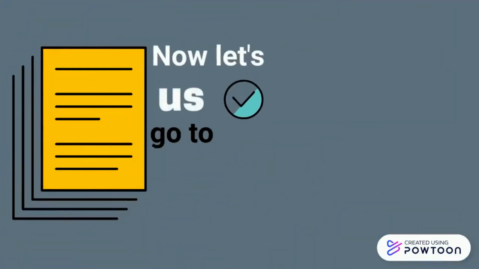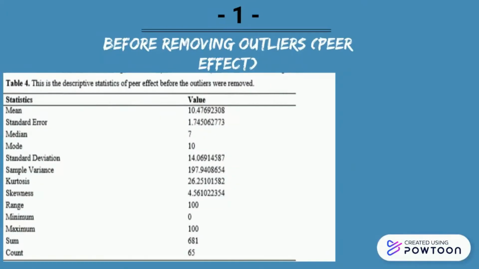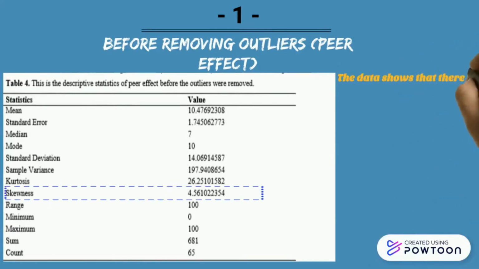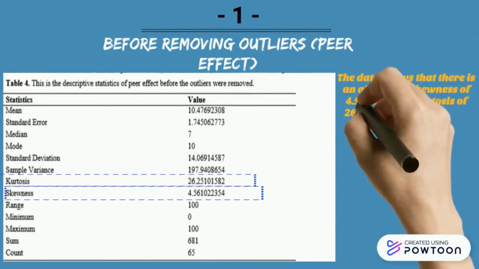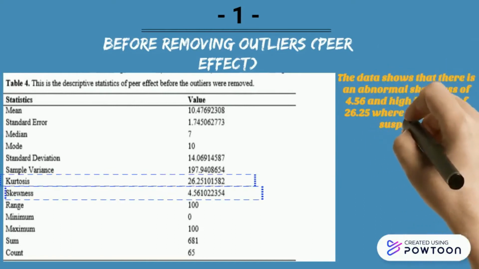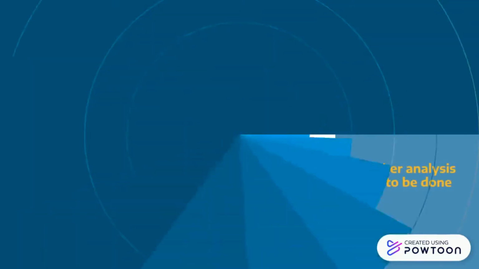Now, let us go to objective 1, that is descriptive statistics of respondents. The data shows that there is an abnormal skewness of 4.56 and a high kurtosis of 26.25, where an outlier is suspected. So, a further analysis needs to be done.